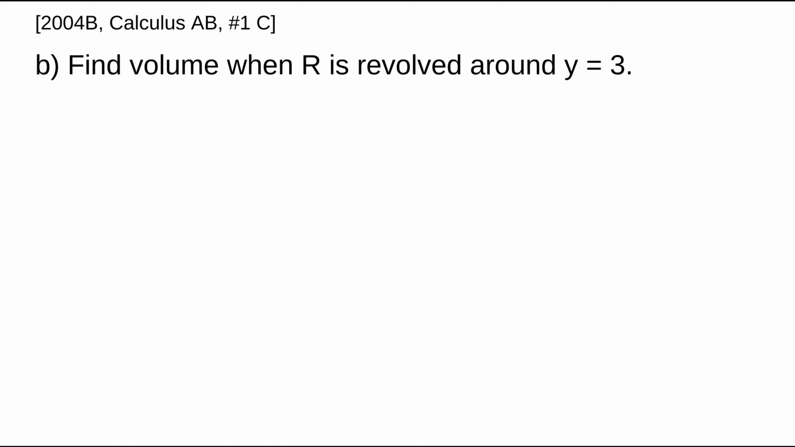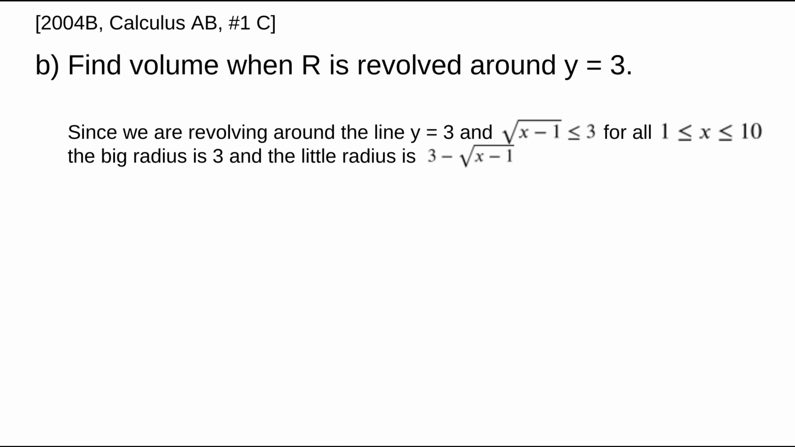In part B of the question, we are asked to find the volume when the region R is revolved around the line y equals 3. One thing to understand about this is the graph of y equals the square root of x minus 1 is less than or equal to 3 for all values of x between 1 and 10. And since we're revolving around a horizontal line, y equals 3, we will be integrating with respect to x. And there is going to be some area we have to carve out of this solid.